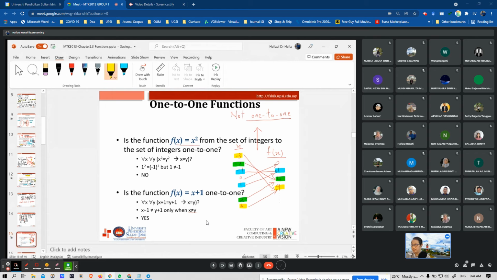The answer is no, because we can look here, it is not one-to-one, because we can see here that it can be mapped more than once. Negative 3 is 9, negative 2 is 4, negative 1 is 1, 0 is 0, 1 to 1, 2 is 4, and 3 to 9. Not one-to-one because we map more than one.